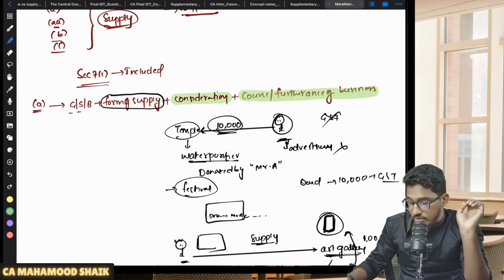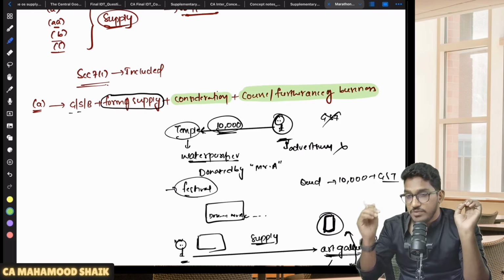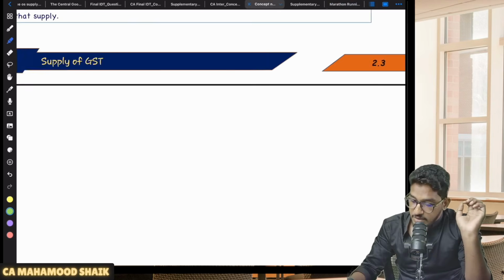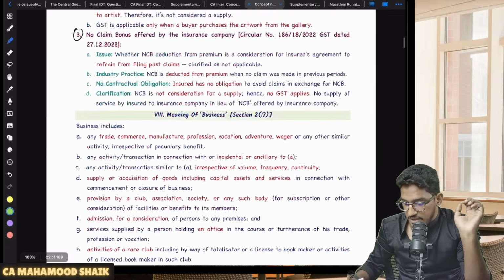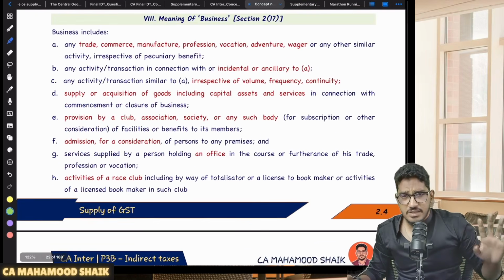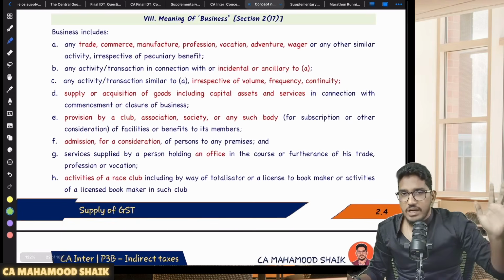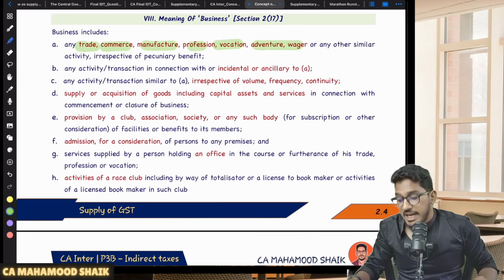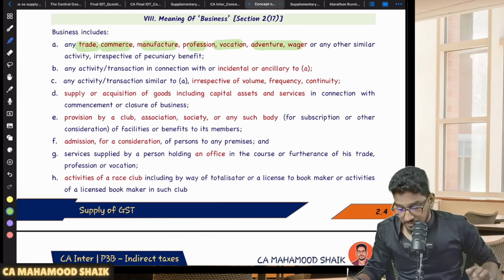Whatever activity you are doing, whatever supply you are doing, that too for a consideration, it must be in the course or furtherance of business. Now you will get a doubt: sir, what is the meaning of the term business? The term business has been defined in a very wide manner. It includes so many activities. Like what, sir? It includes any trade, commerce, manufacture, profession, vocation, adventure, wager. Everything will get covered here.